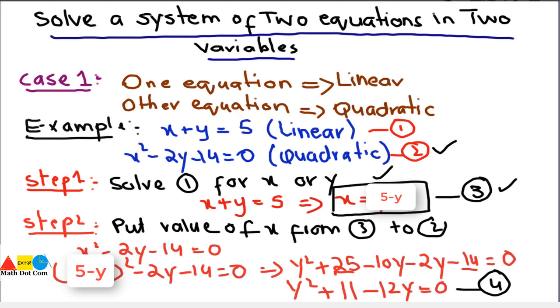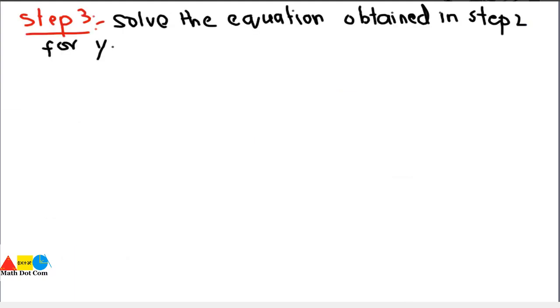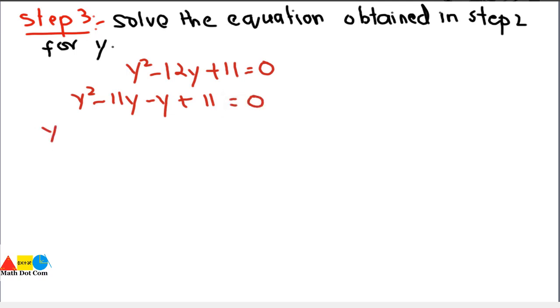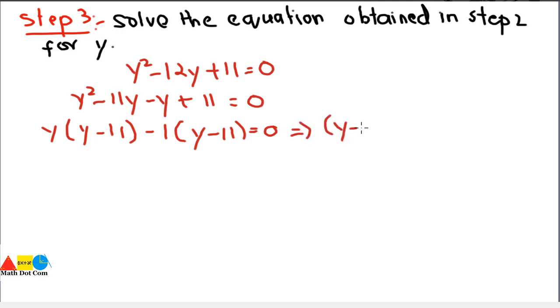So our step number 3 is to solve the equation obtained in step number 2 for y. The equation was actually a quadratic equation, that is y square minus 12y plus 11 equals 0. Now we can use the factorization method to solve this. So y square minus 11y minus y plus 11 equals 0, taking y as common from the first two terms, y times (y minus 11) minus 1 times (y minus 11) equals 0. So we have got (y minus 1) into (y minus 11) equals 0.